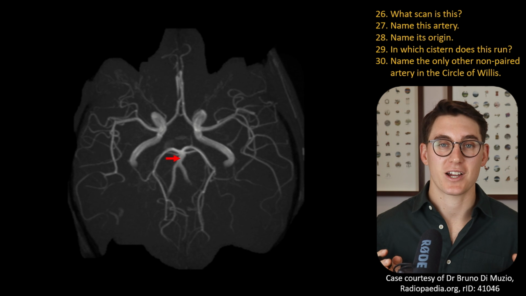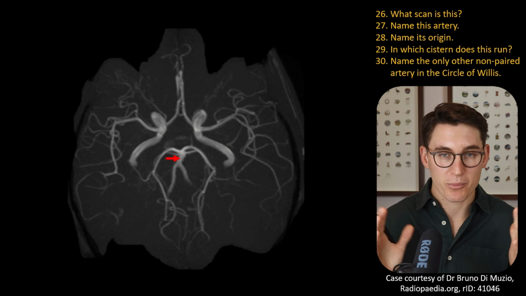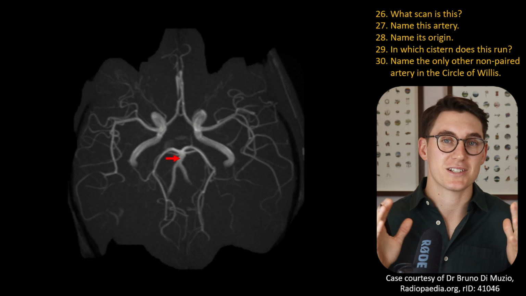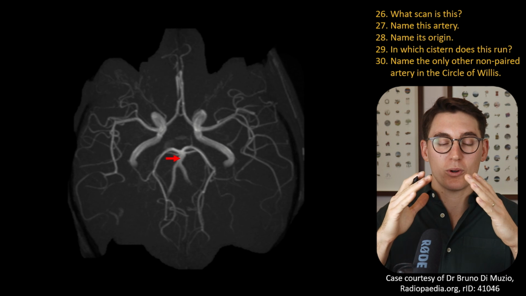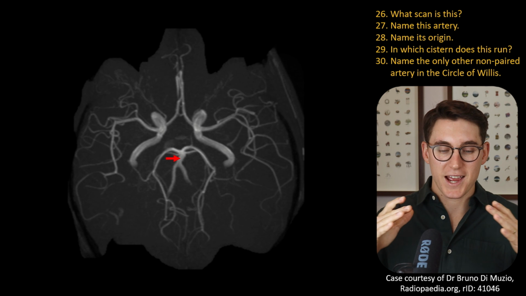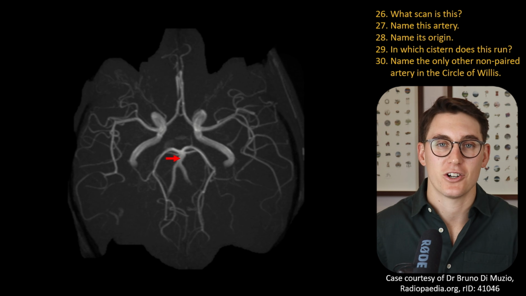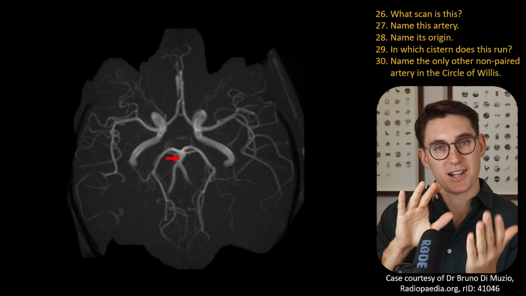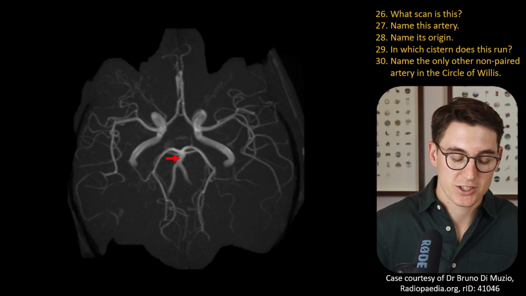Those vertebral arteries have come from our subclavian arteries, come through the transverse foramina of our cervical spine, headed up towards the pons, anterior pons, and then combine to form our basilar artery that runs between the pons and the clivus anteriorly. Now, which cistern does this run in?